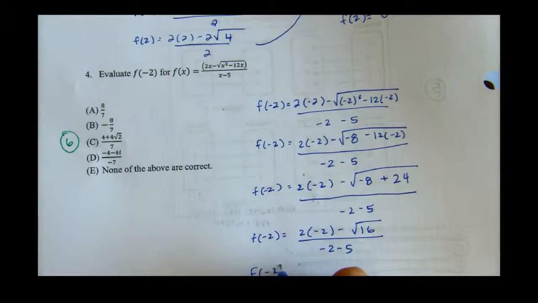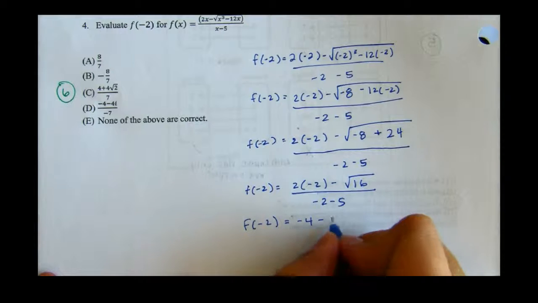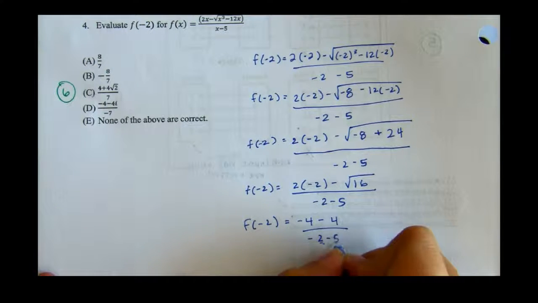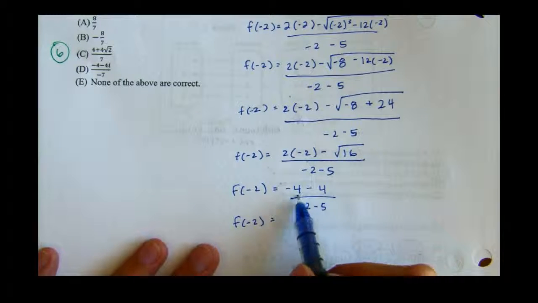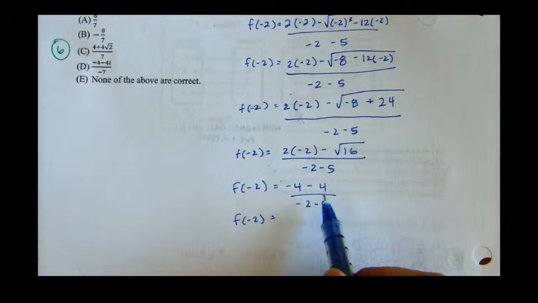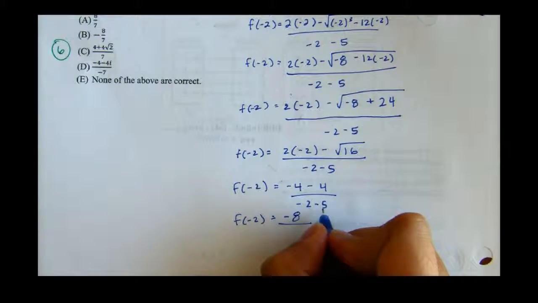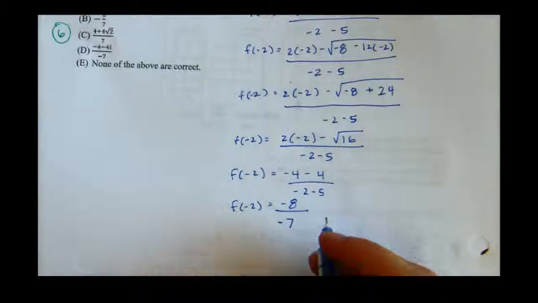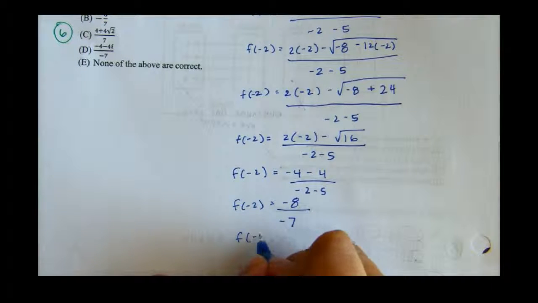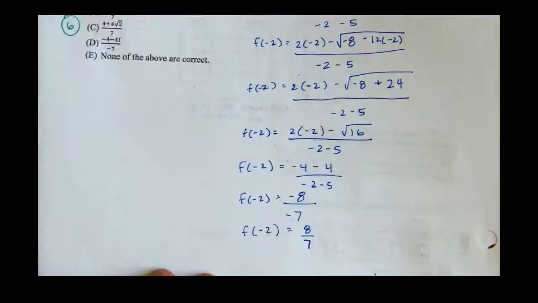F of negative 2 equals, I can simplify this, negative 2 times 2 is going to give me a negative 4, minus the square root of 16 is 4, over negative 2 minus 5. F of negative 2 equals, you're going to be tempted to cancel these 4's out, but actually they're the same sign. So I'm going to add, keep an add. So I've got a negative 8 over negative 2 minus 5, same thing, I'm going to add a negative 7. A negative divided by a negative, this will turn into a positive fraction. F of negative 2 equals 8 over 7. So A is your correct answer.